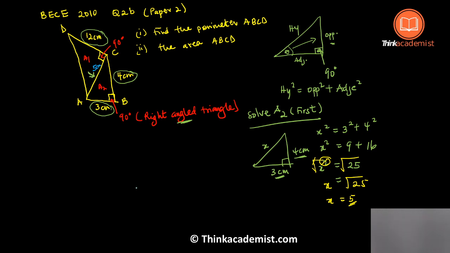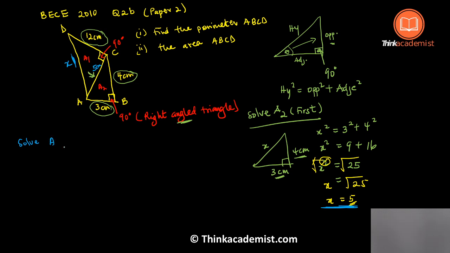This side will be 5 centimeters. Now that we know that side, can't we use it to find the other side? We need all the sides to be able to find the area and the perimeter. So now that we've found the 5, it is here, and we can name this one also as x.